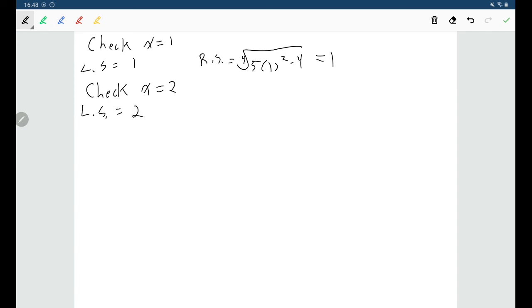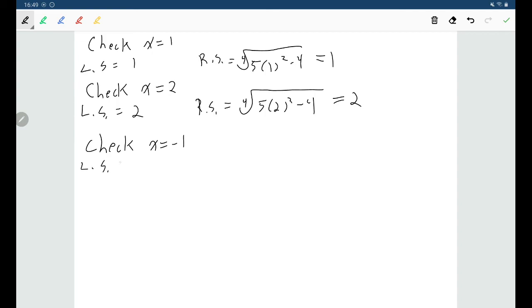So putting in 2 onto the left side gives you 2. Putting 2 onto the right side gives you the 4th root of 5 times 2 squared minus 4. That's 5 times 2 squared minus 4 is 16, and the 4th root of 16 is 2. So both of those so far are solutions, yay. Let's check -1 and -2.